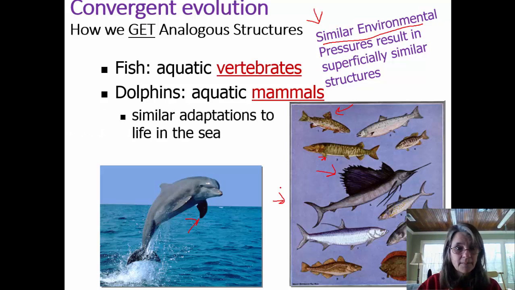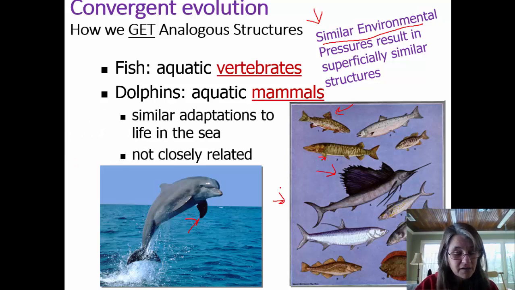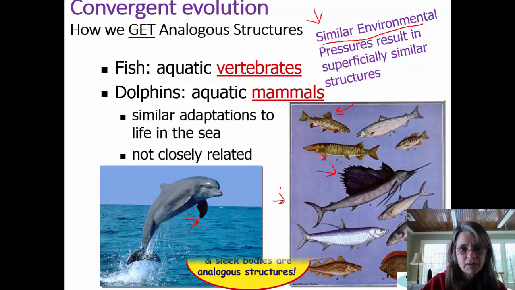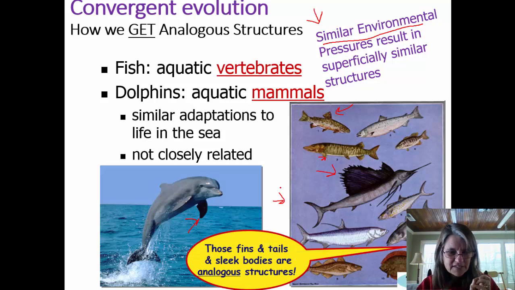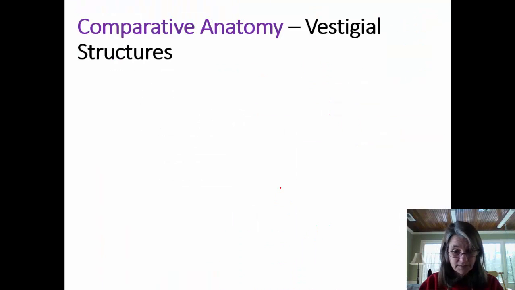But of course, in reality, they are not closely related, at least not terribly closely. Yes, they're both vertebrates, but mammals were originally land animals and have reverted back to the water. Okay, so not terribly closely related. Those fins and tails and sleek bodies are analogous to each other. They are solving a similar problem, but they are not evidence of common origin. Okay.